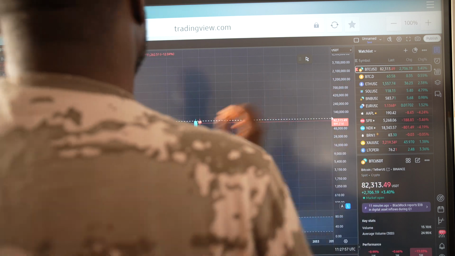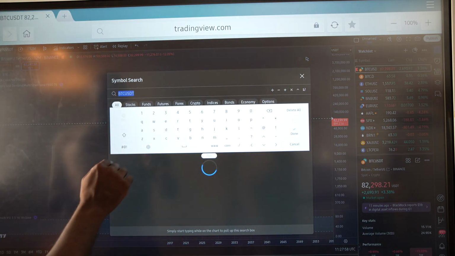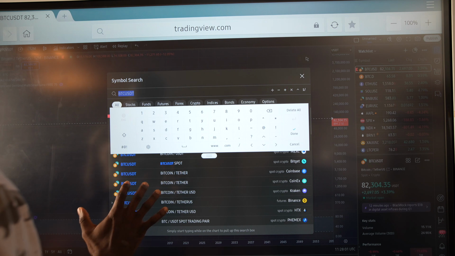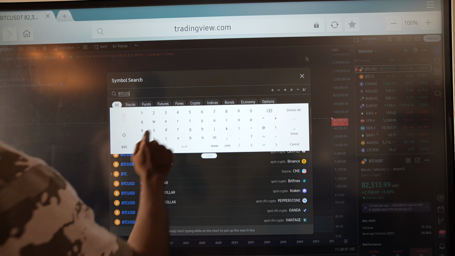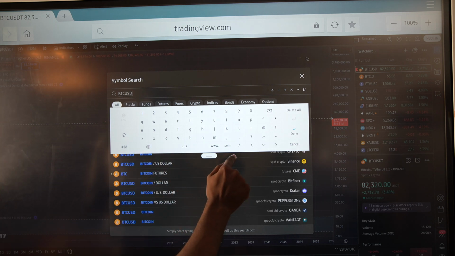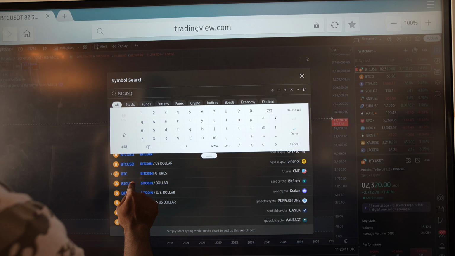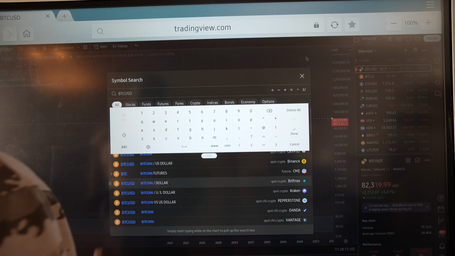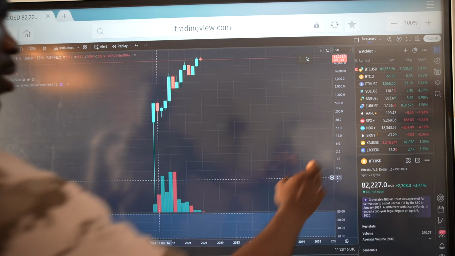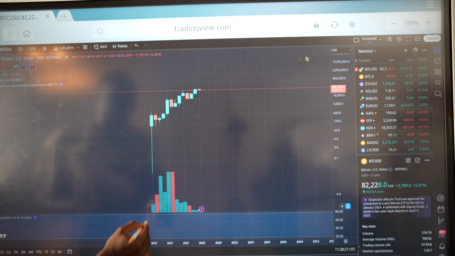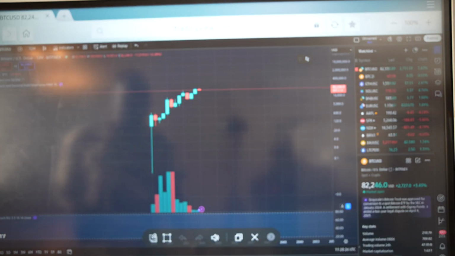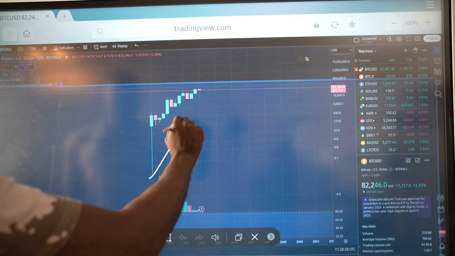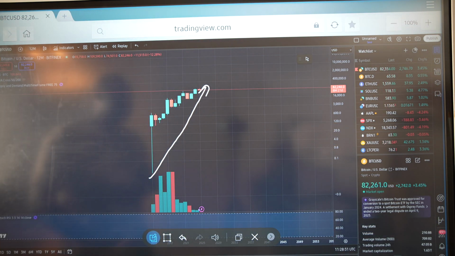Let me see if I can pull up a BTC USD chart. BTC USD. So let me use Bitfinex. Yeah, one of the oldest exchanges. So you see that here the chart started in 2013. You can see that. But more importantly, look at how this looks. It looks like Bitcoin has just been going up.